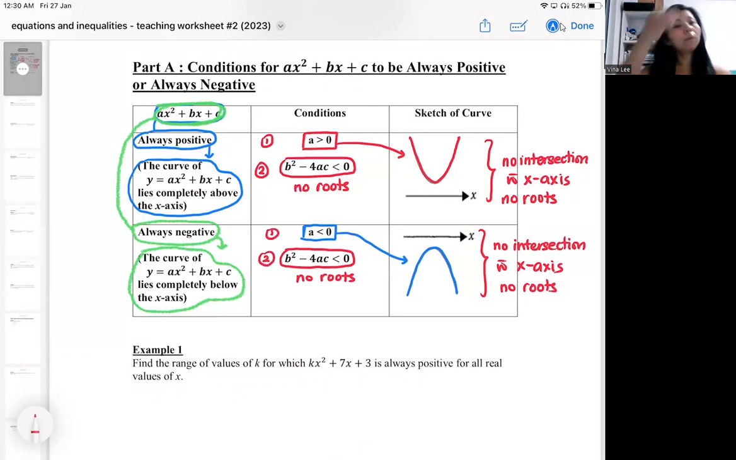Do not confuse the quadratic function being negative with the discriminant being negative. They imply different things. The discriminant being negative implies no roots, while the quadratic function being negative implies that the whole graph is below the x-axis. So you have to take notice of which one is negative: is it the quadratic function or the discriminant?